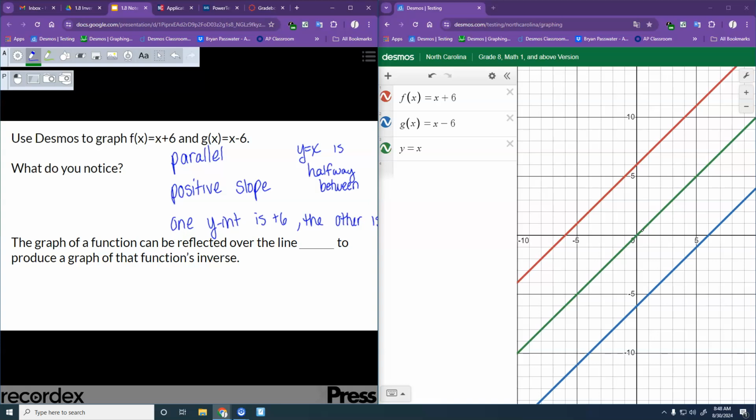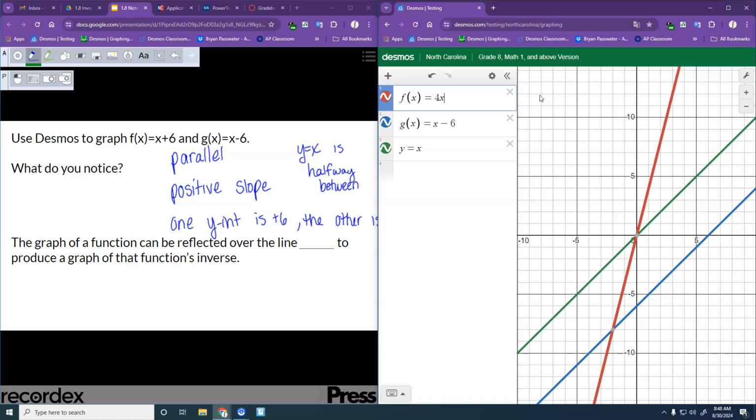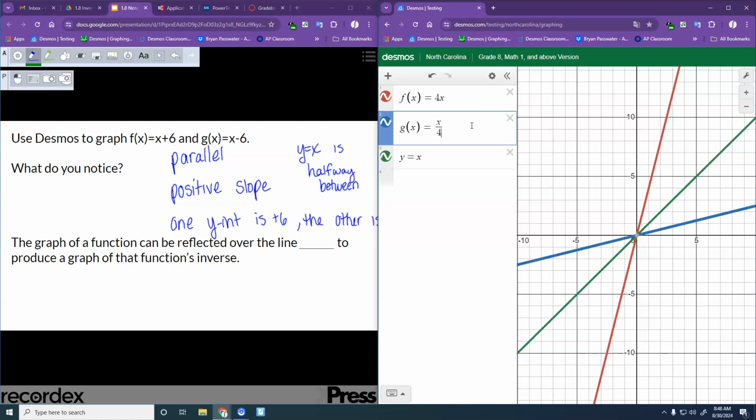What about if I had the graph y = 4x? What would the inverse of 4 times x be? What would be the opposite of multiplying by 4? Dividing by 4. So it's going to be x divided by 4. Okay, so are my red and blue lines, are they parallel? They're not.